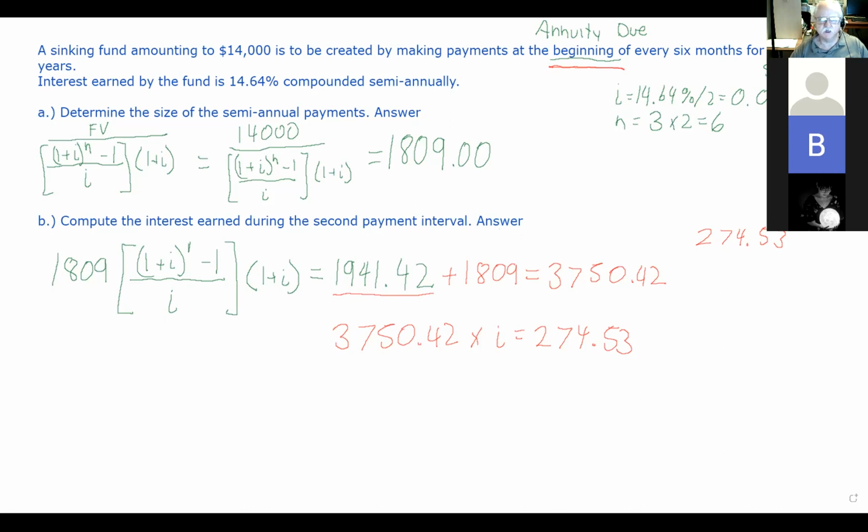I'll make a note of that actually right here. So if people ever look at this sheet, they can be reminded of how that worked.